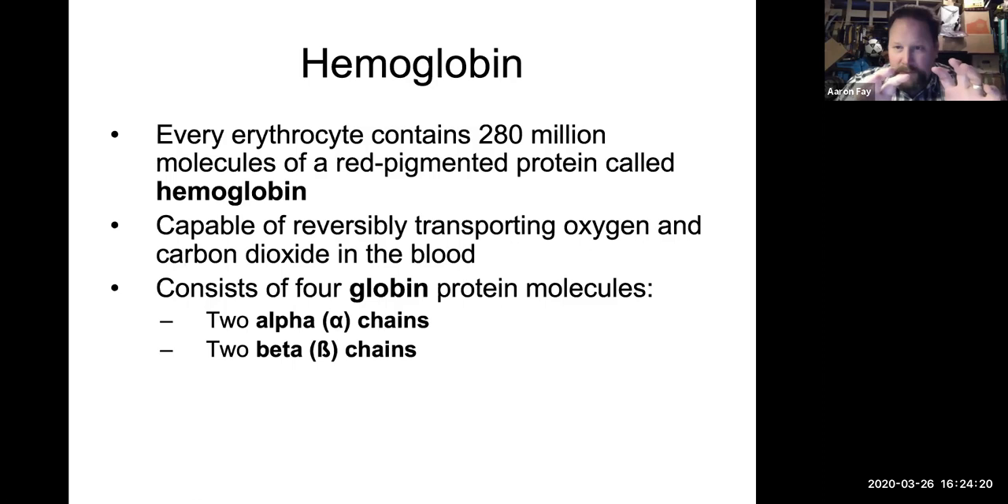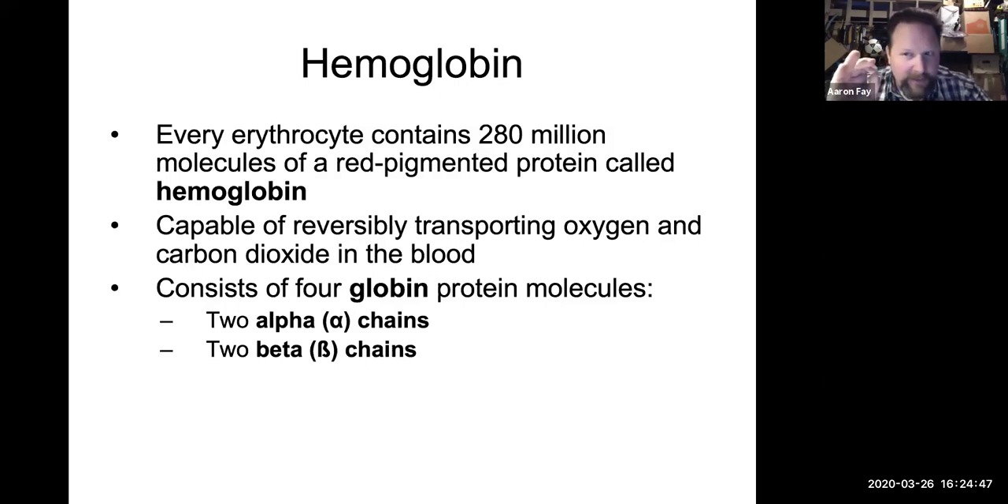So the actual compound inside blood that allows for the binding of oxygen is a protein called hemoglobin. There are about 280 to 300 million hemoglobin molecules inside a single red blood cell. So the book quotes 280 million hemoglobins per red blood cell. So this is capable of binding and releasing oxygen depending on the environmental conditions.